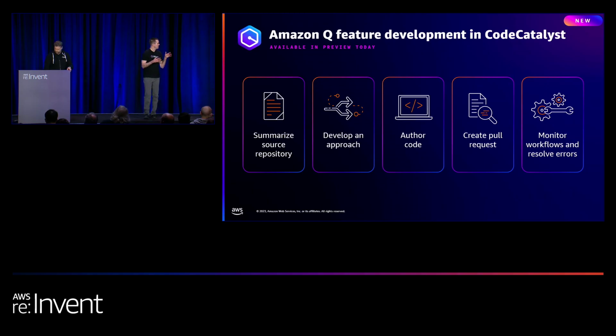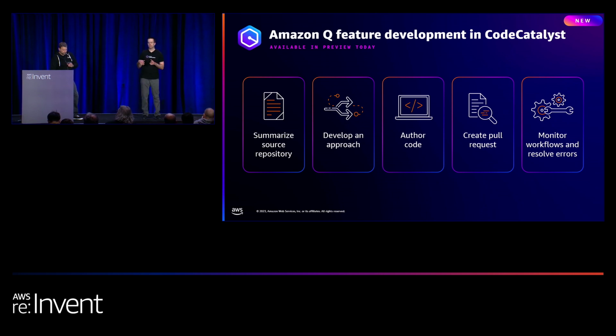Developers spend over 60% of their time authoring new code in a process very much like I'm showing here. The feature development capability, as Harry said, allows you to work with Q to take a CodeCatalyst issue from idea all the way to pull request. It starts when you create an issue inside of CodeCatalyst and assign it to Q. Q then takes over, summarizes your code, develops an approach to the problem to implement, authors the code, creates a pull request, and then monitors any workflows you'd have running on that pull request and tries to help you fix those issues.